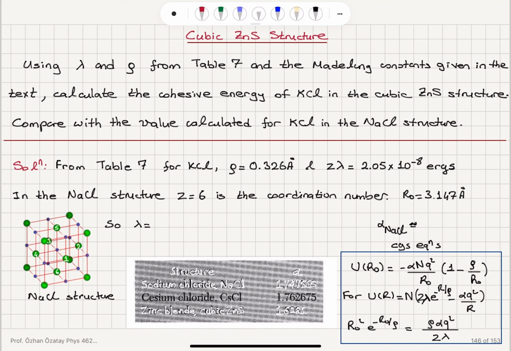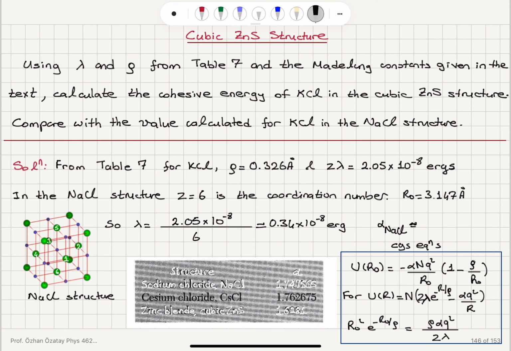So we can calculate lambda because we know Z lambda. So lambda is going to be 2.05 times 10 to minus 8 ergs divided by the coordination number 6. So we obtain approximately 0.34 times 10 to minus 8 ergs.